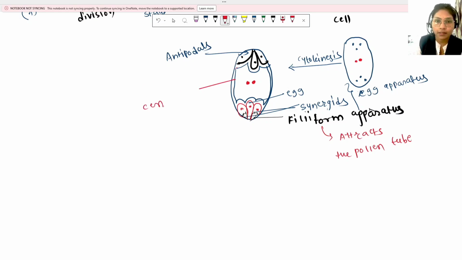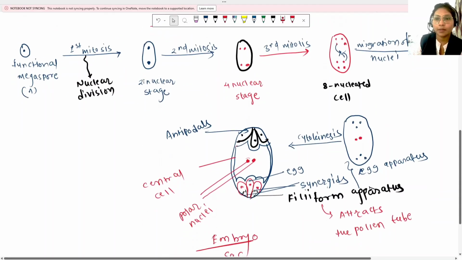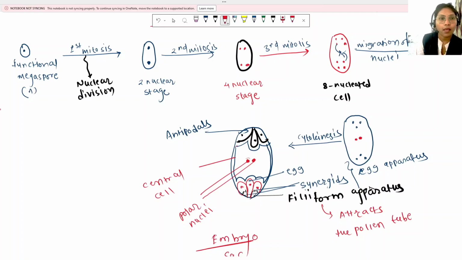So this is the structure, and this is the central cell, and these two are the polar nuclei. And the structure is the embryo sac, which is the female gametophyte. So this is the development or formation of the female gametophyte. The female gametophyte will form from the functional megaspore, which is haploid in nature.